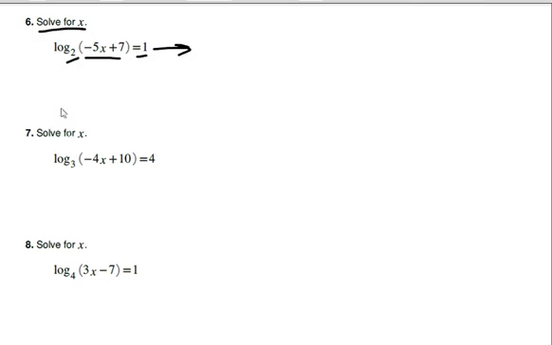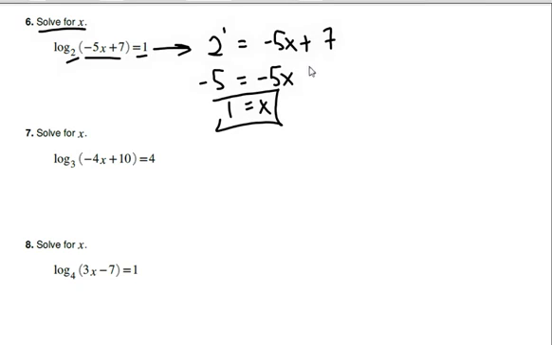Believe it or not, these 3 problems here, same exact type of situation. Even though we've got some sort of expression here in the middle, we have a logarithm on the left-hand side and a number on the right. So we're going to convert this to an exponential. So 2 to the first equals -5x plus 7. Now we're just looking at a good old linear equation. We're going to solve for x. So subtract 7 from both sides, we get -5. Divide both sides by -5, and you get x equals 1.